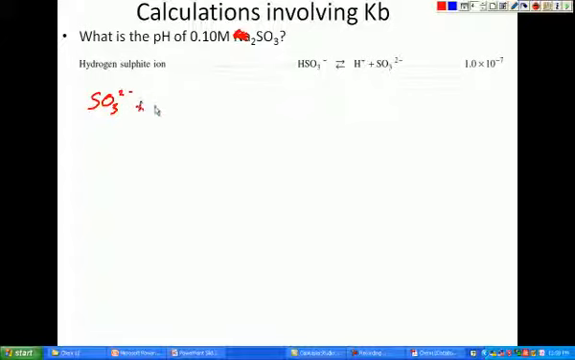That's going to combine with water, and that's going to form HSO3 minus. Okay, so this is a base, and OH minus, and that's why it produces a base right here.